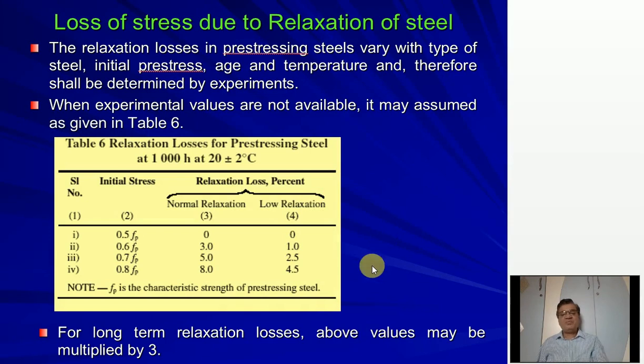Well, for long-term relaxation losses, the above values may be multiplied by 3, and this is quite a higher loss. Obviously, some guidelines given by the manufacturer are to be followed, and accordingly we can reduce the loss due to relaxation of steel.